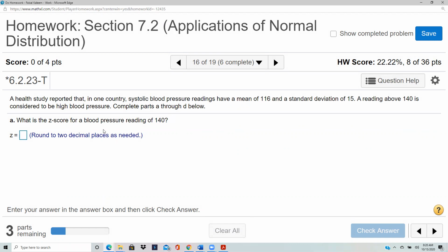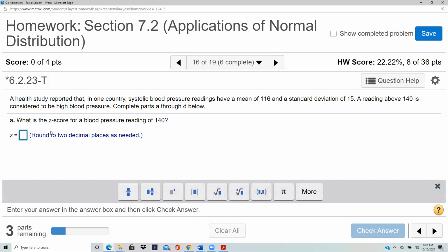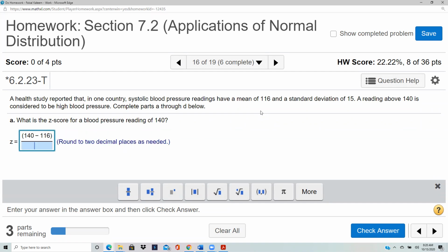What's the Z score for a blood pressure of 140? So we already know the Z score formula. If you remember, Z is X minus mean over standard deviation. So in this case, X is the 140 because X is always the value about which the question is asked. The mean was 116 and the standard deviation is 15. So that is how much? 24 over 15, which is 1.6.